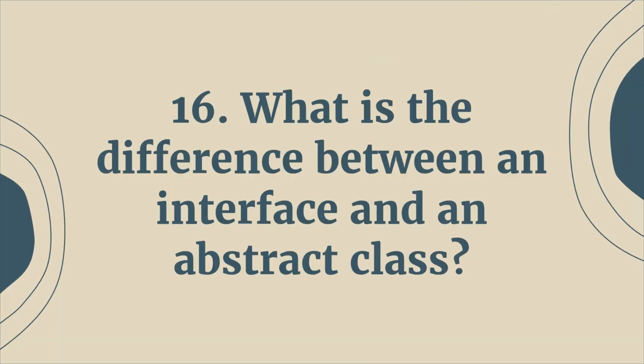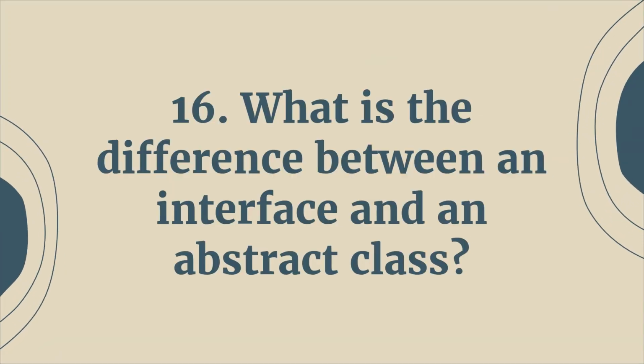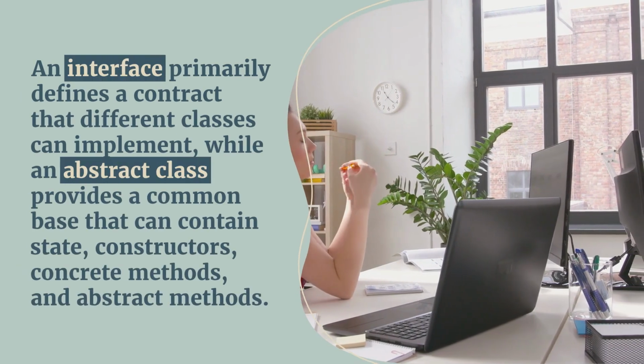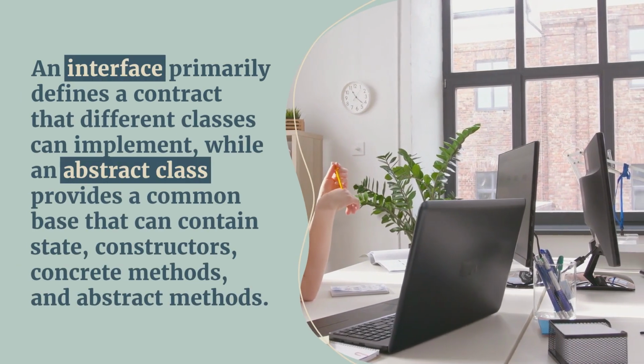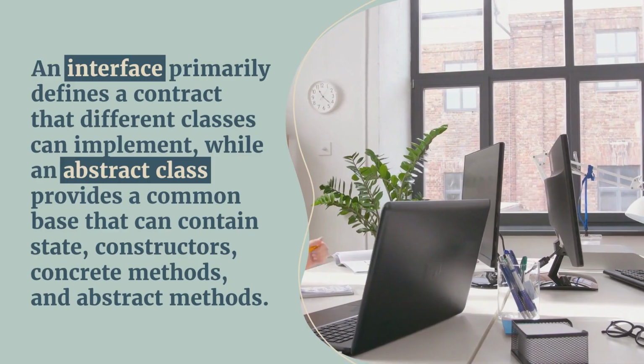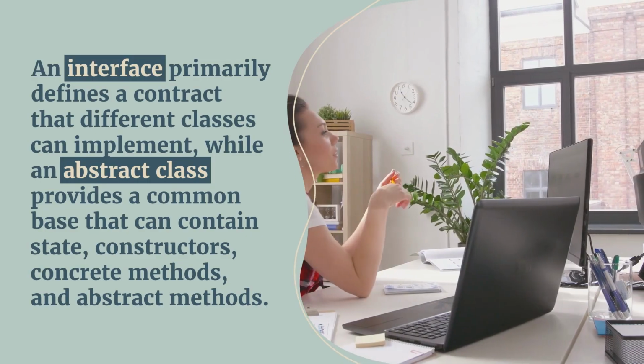What is the difference between an interface and an abstract class? An interface primarily defines a contract that different classes can implement, while an abstract class provides a common base that can contain state, constructors, concrete methods, and abstract methods.